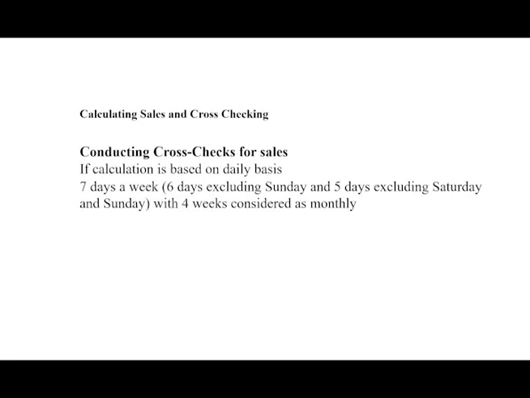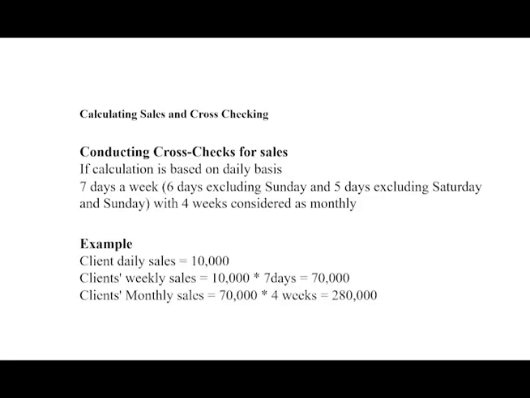Cross-checking in sales. To confirm sales, you need to learn how to cross-check for accuracy. Let's take these scenarios as an instance. We all know 7 days makes a week. If we exclude Saturday and Sunday, it gives us 5 days. So let's use that as an example. Based on a 7 days a week analysis, assuming 4 weeks makes a month, we have the analysis below. Client's daily sales equals 10,000. Client's weekly sales equals 10,000 multiplied by 7 days, equals 70,000. Client's monthly sales will then equal 70,000 multiplied by 4 weeks, which equals 280,000.